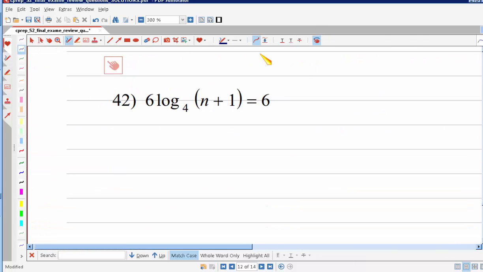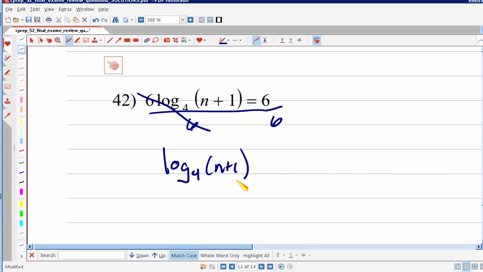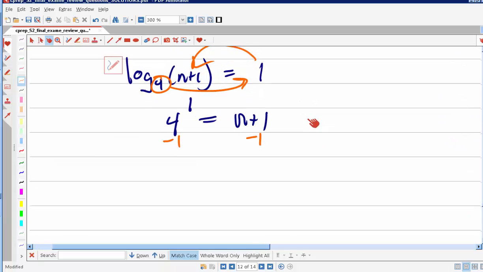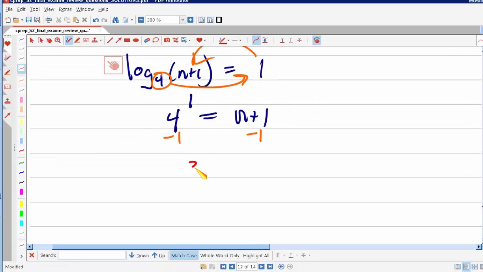Okay. All right, so this is the third kind of them. I want to get the log expression all by itself on one side of the equation. And now I'm going to rewrite that in exponential form. So that would be 4 to the first power equals n plus 1. Because when you do that, the base to that power is equal to that. Okay, then I'm going to subtract 1. And I get 3 equals n, or n equals 3.